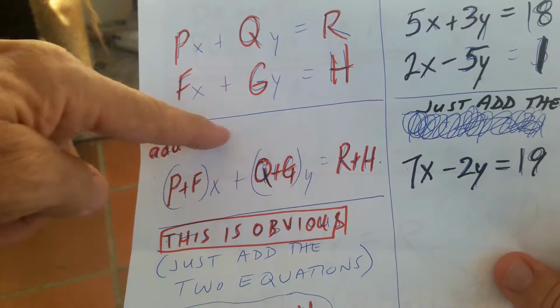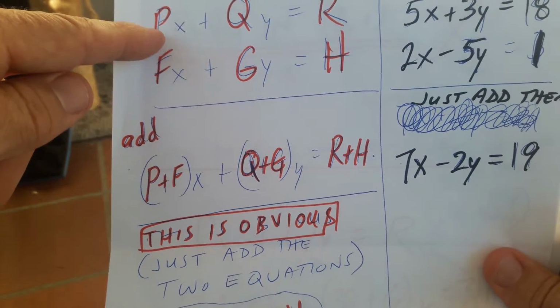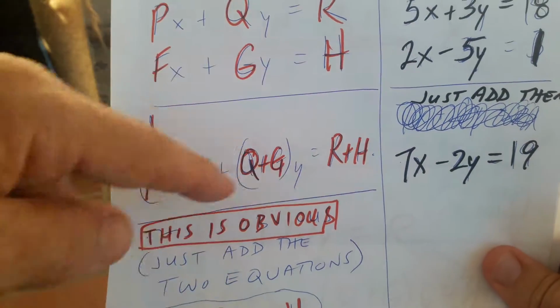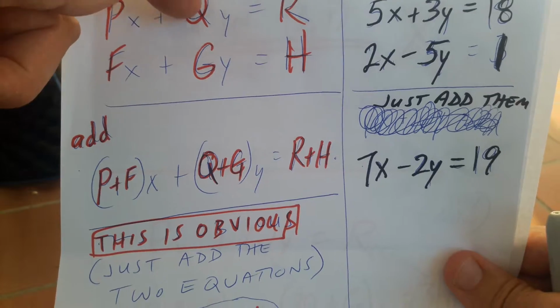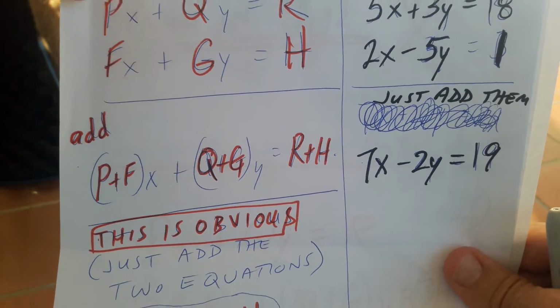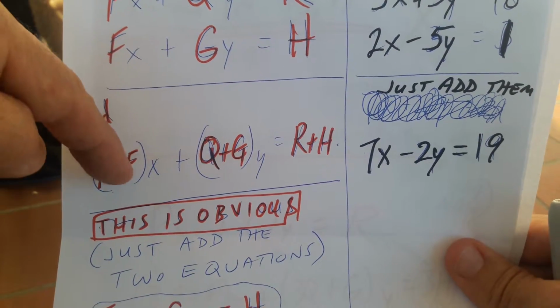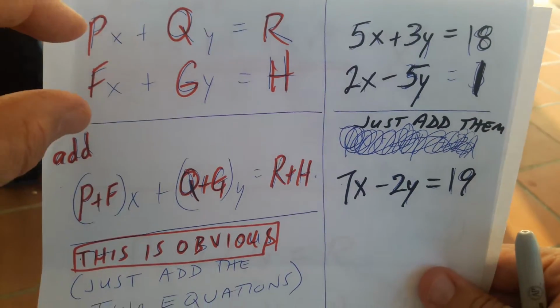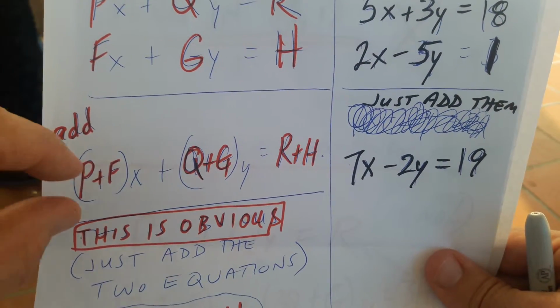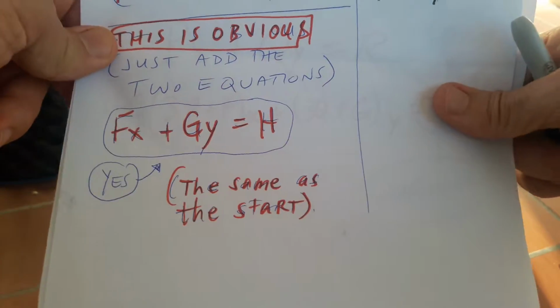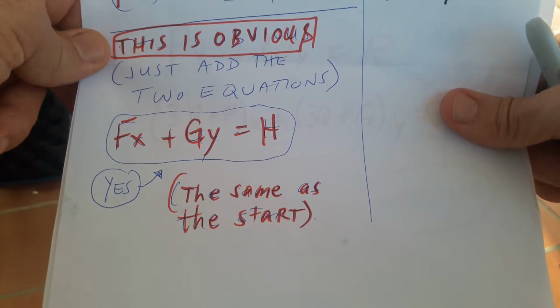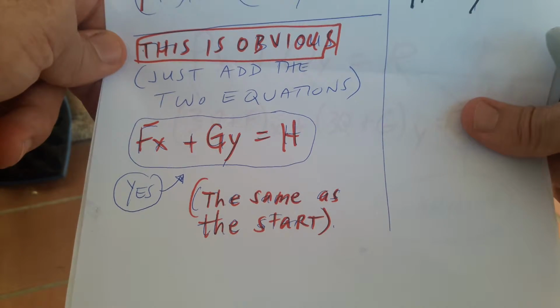If I show you this, and then I add them, they'll look like this. See the R plus H, and over here, G plus Q, and the P plus F. So, this is consistent with this. Perfect. Now, that's obvious. Here's the question, though.